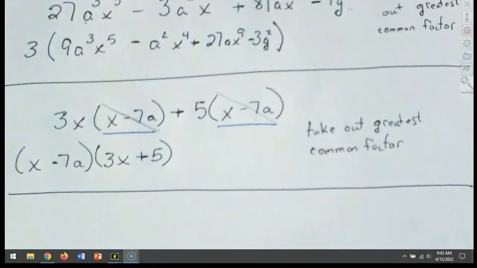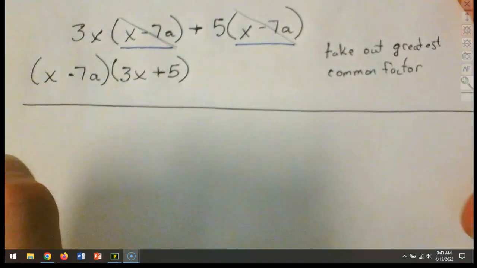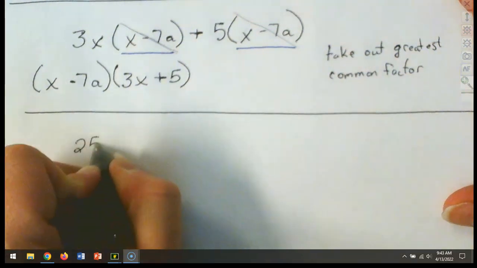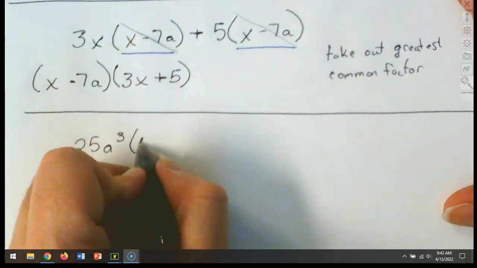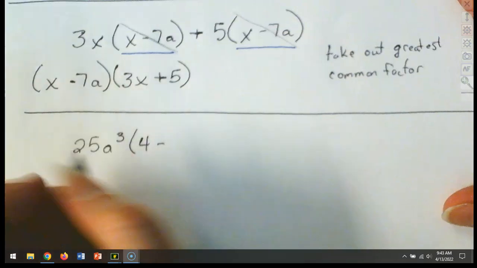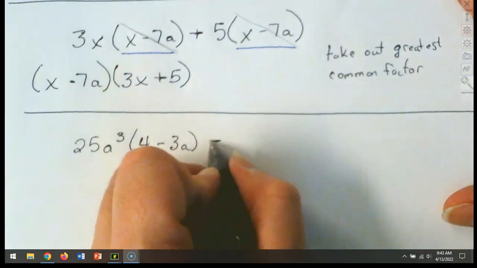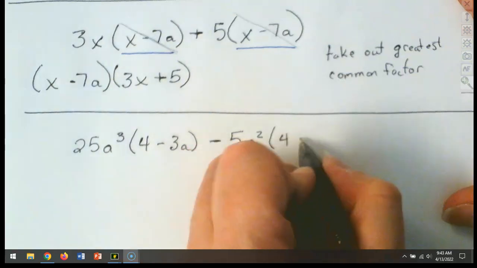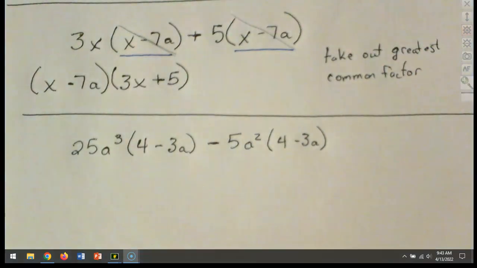You might also be able to take out a number. So let's say I give you a 25a cubed times 4 minus 3a. And let's use a minus 5a squared times 4 minus 3a. And this is the first one that we're going to have to actually factor twice.